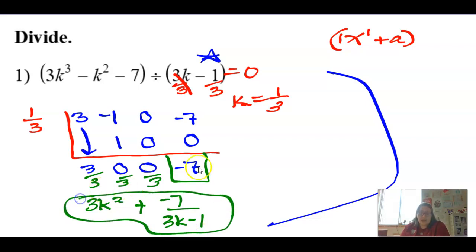Now, if we did the same problem with long division, we would get the same answer. All right, so this is just a cool little hack for how to do this. I'm going to show you one more.